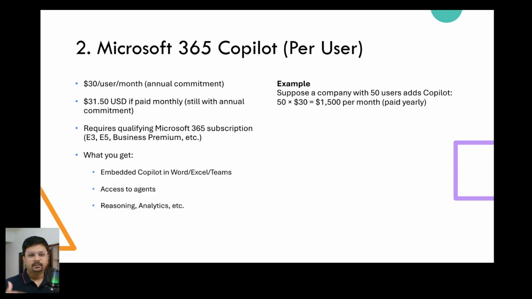So let's say a company has 50 users, and they all have the Microsoft 365 Copilot licenses. They will get charged like 15 hundred, almost 1500 per month, right? And this is if we pay yearly. If we pay monthly, then the pricing will be calculated according to the second figure, that is 31.5 USD.